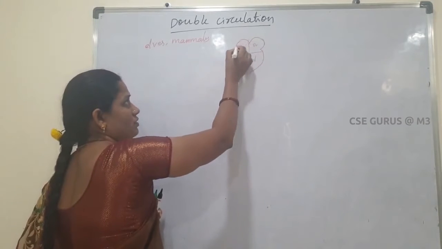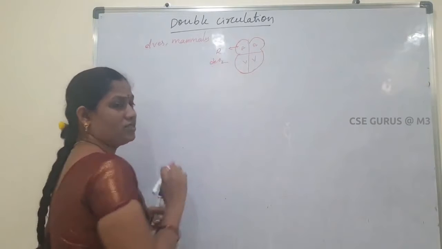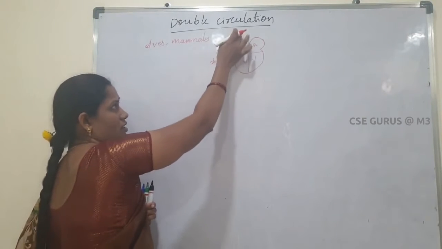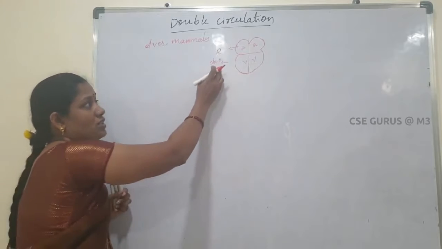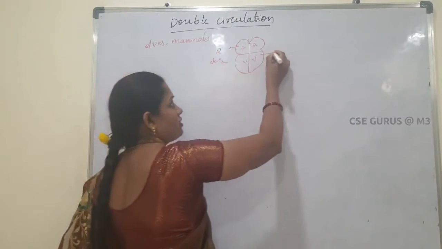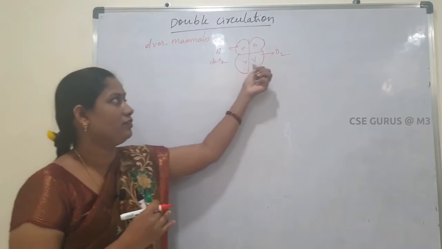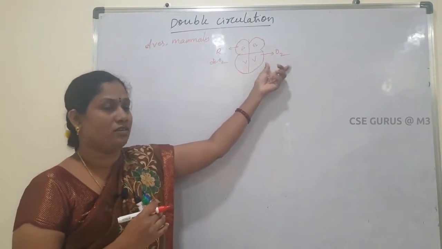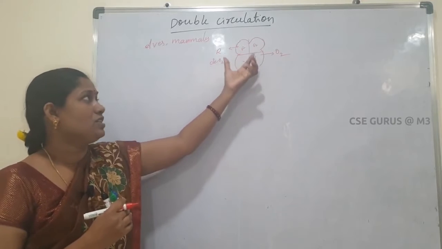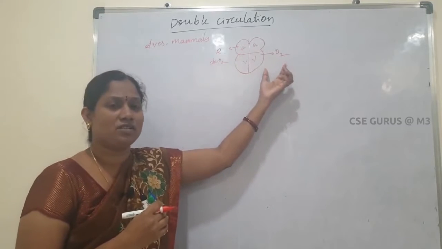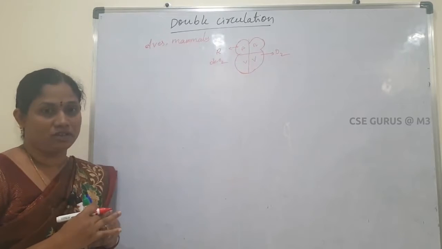Always, on the right side of the heart, deoxygenated blood is circulated, and on the left side of the heart, oxygenated blood is circulated. So the oxygenated and deoxygenated blood cannot mix in this double circulation.